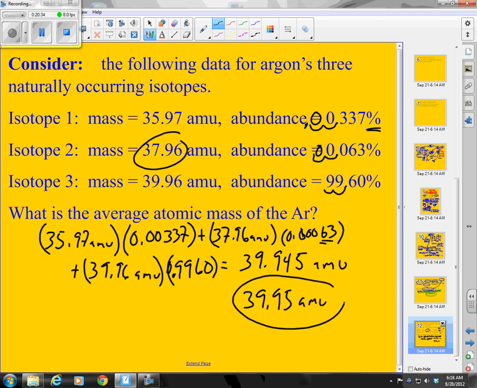AMU. Good. And once again, sig figs here are not quite as important as in other places. They're always important, but they're just very difficult to see. And do your best with those. Okay? Does that make some sense to you all?